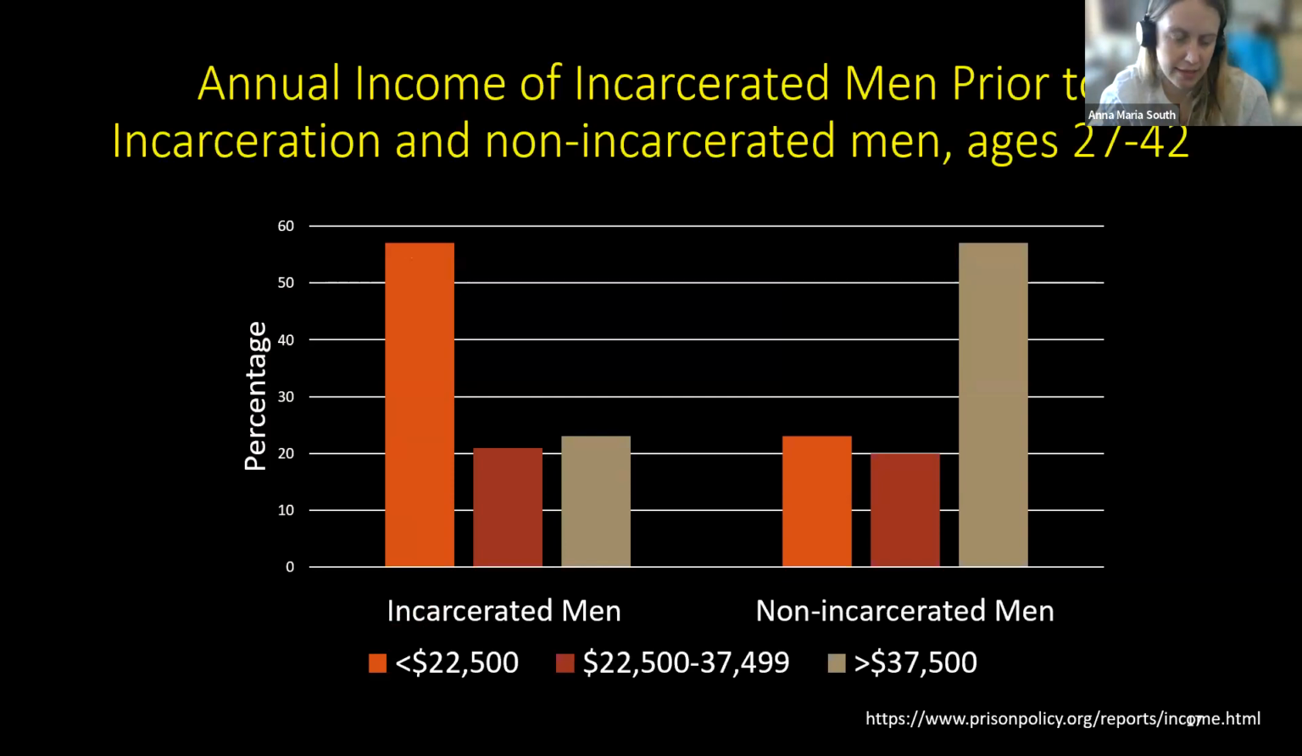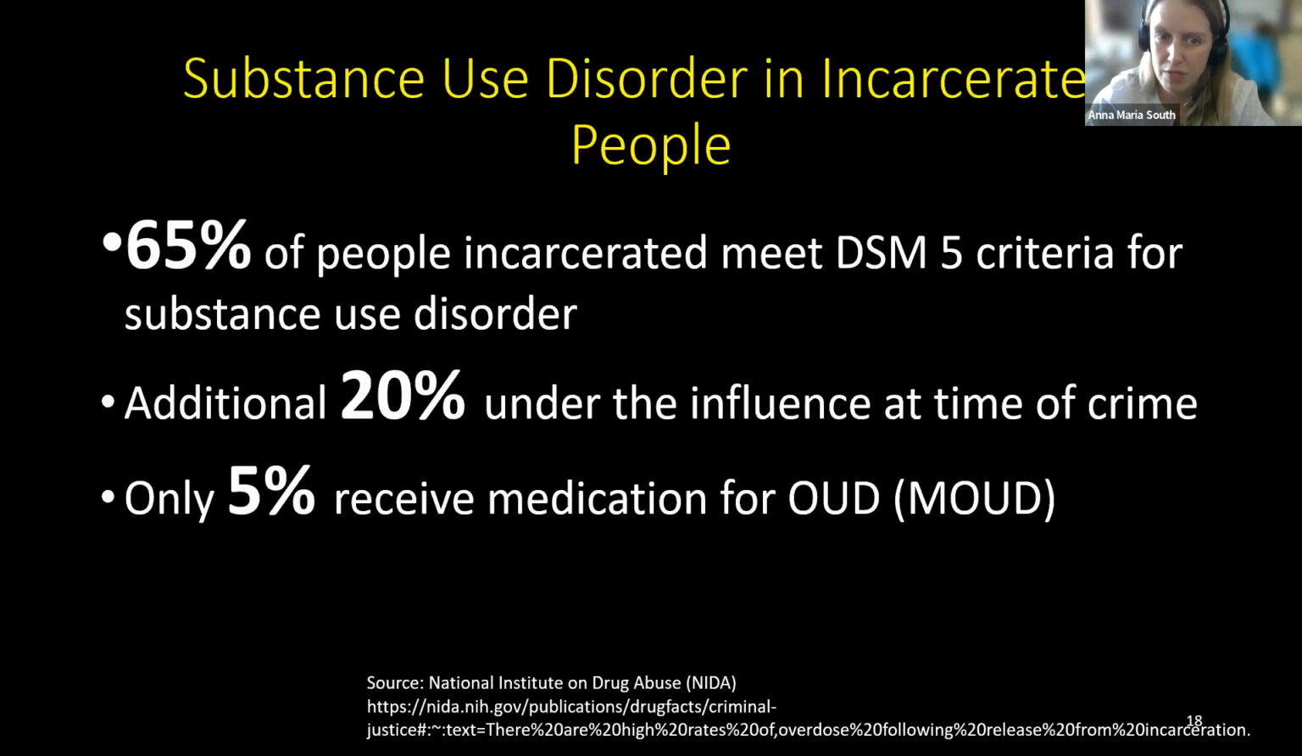So the three graphs on the left here show that incarcerated men, over 50% of them, made less than $22,500 in the last year prior to incarceration. So Black people and people from lower socioeconomic backgrounds are overrepresented. And with that, also, people with substance use disorders are overrepresented in the carceral system.